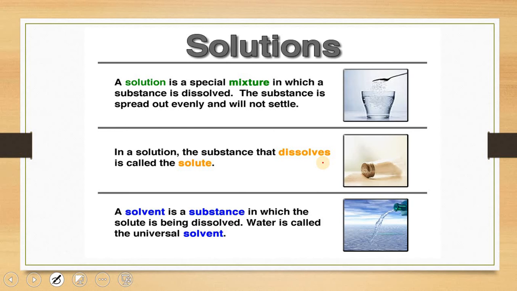Solution. Okay, this is for the explanation. Okay, a solution is a special mixture in which a substance is dissolved. Okay, this substance is spread out evenly and will not settle. A solution is a special mixture in which a substance is dissolved. This means, for example, you have salt or you have sugar solution and it dissolves. Okay, the substance is spread out evenly and will not settle.